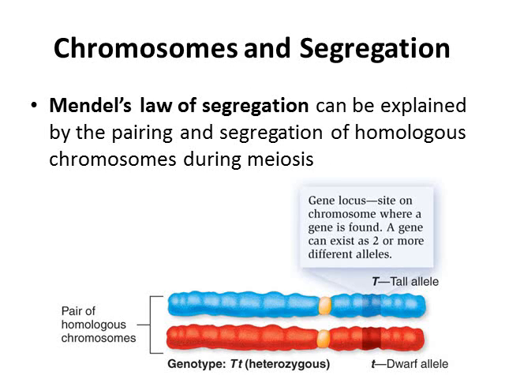So that is the chromosome theory of inheritance. And just to go into a little bit more detail so you really understand that this all relates back together, Mendel's law of segregation can be explained by the pairing and segregation of homologous chromosomes during meiosis, specifically meiosis 1. So now we're going to be looking at chromosomes, and we're going to be focusing on chromosomes that have a certain gene on them, and they have alleles.